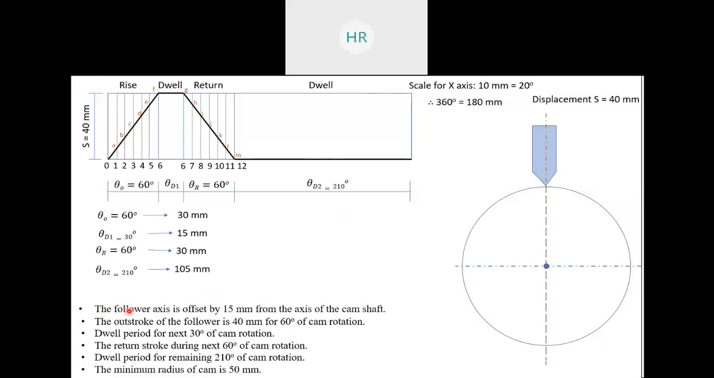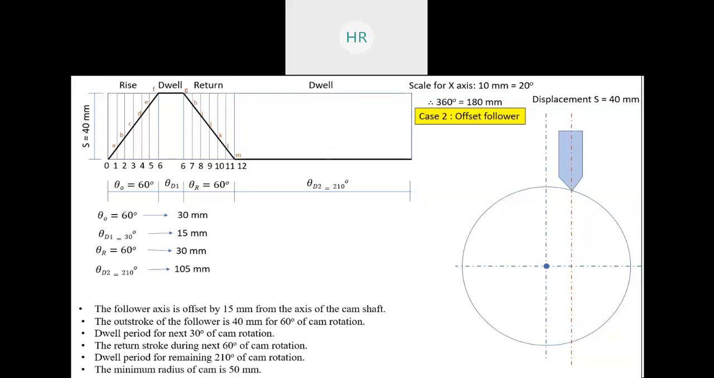Now we are looking at the second case, when the follower axis is offset by 15 mm from the axis of the camshaft. So for this second example, our follower axis is at a distance of 15 mm. This is the case of an offset follower. For this case, we are required to draw a cam profile which will generate this motion, or which will follow this displacement diagram.